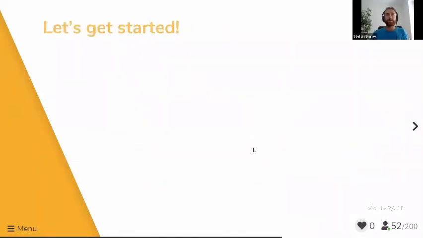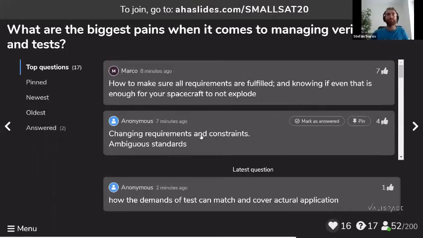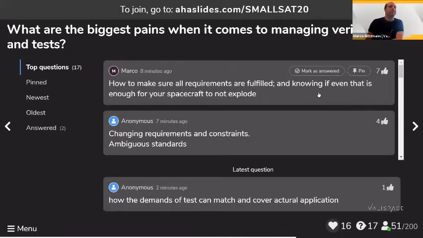All right, so maybe just one more point. I see here an upvoted one. I'm not sure, Marco, if this is from you or another Marco. I see: how to make sure all requirements are fulfilled, knowing if even that is enough for your spacecraft to not explode. Well, it is indeed for me. It's something I'd really like to know. Maybe there's someone here in the audience who can shed a bit of light on it.